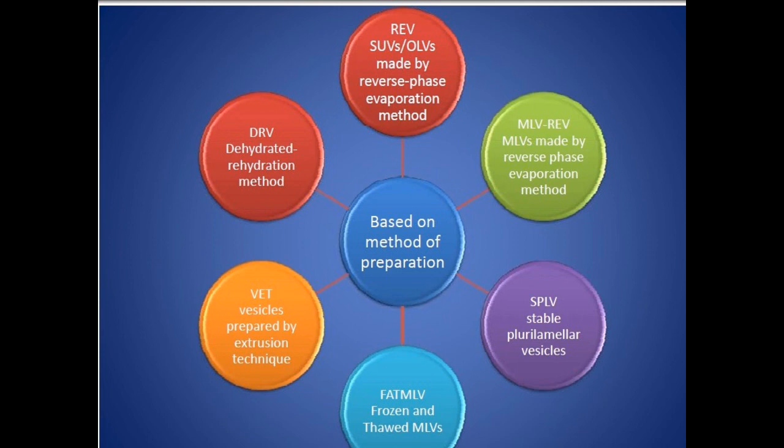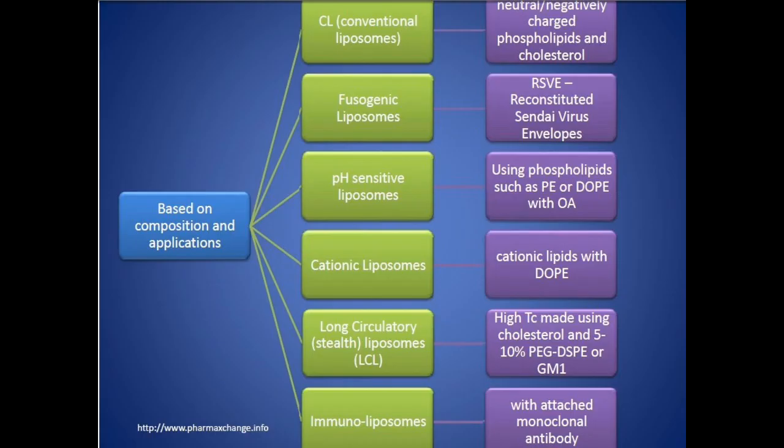the REV and MLV, which are prepared with the help of the reverse phase evaporation method. The second one is SPLV, stable plurilamellar vesicle. The next one is FAT MLV, which are frozen and thawed MLVs. The next one is VET, vesicles prepared by the extrusion technique, and then the dehydration-rehydration method. So these are the different ideal methods by which you formulate your liposome of the expected shape and size.